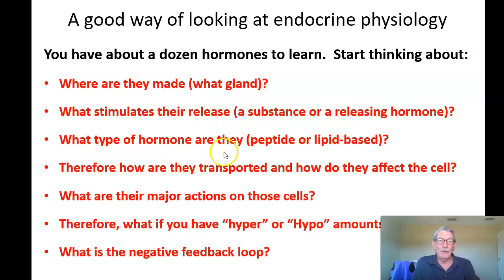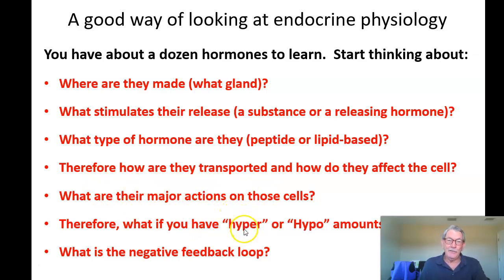What type of hormone? Are they a peptide, water soluble, or are they fat-based, lipid-based? How are they transported? Because water-soluble hormones can transport just dissolved in the plasma, whereas the fat-soluble ones can't dissolve, so they have to be transported by a transporter, a transport protein. And so you can have a deficiency in the transport protein, too, and give you a problem. What are their major actions on the cells?